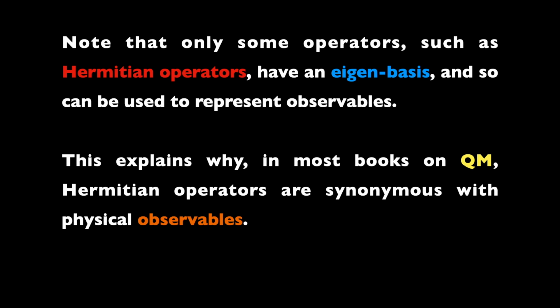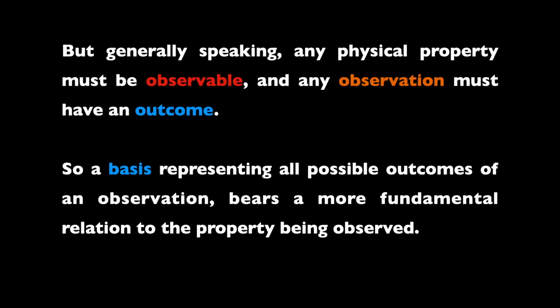Note that only some operators, such as Hermitian operators, have an eigenbasis, and so can be used to represent observables. This explains why in most books on quantum mechanics, Hermitian operators are synonymous with physical observables. But generally speaking, any physical property must be observable, and any observation must have an outcome. So a basis representing all possible outcomes of an observation bears a more fundamental relation to the property being observed. Now let's get on with our proof.